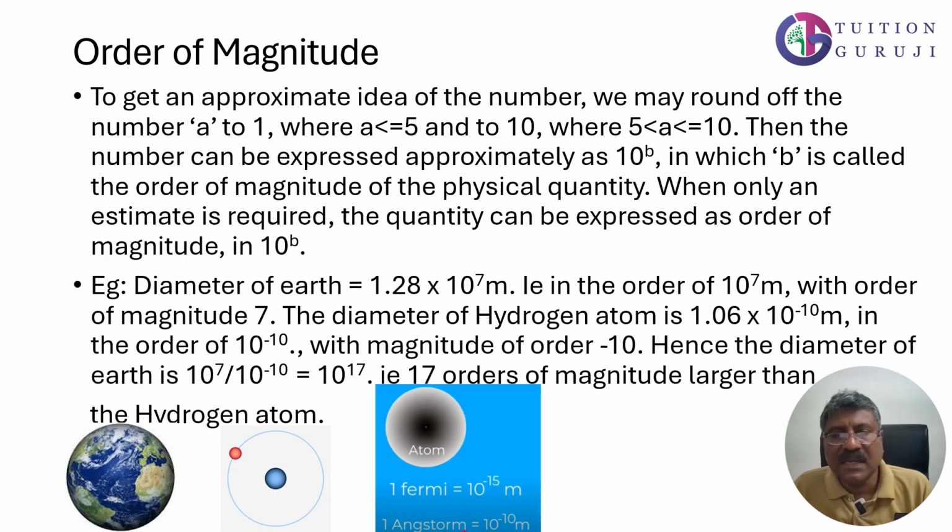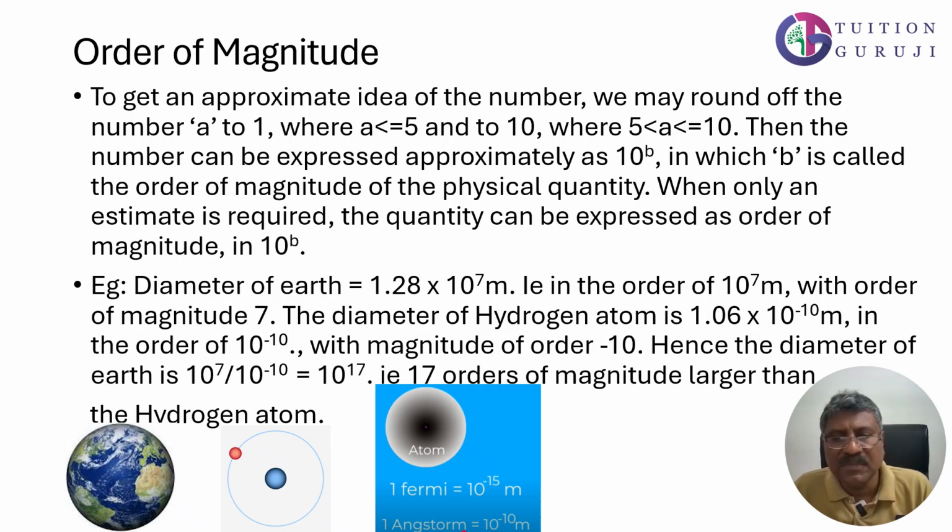Order of magnitude. To get an approximate idea of the number, we may round off the number to 1 where the number is less than or equal to 5, and to 10 where it is greater than 5. Then the number can be expressed approximately as 10 raised to b, in which b is called the order of magnitude of the physical quantity. When only an estimate is required, the quantity can be expressed as order of magnitude in 10 raised to b.